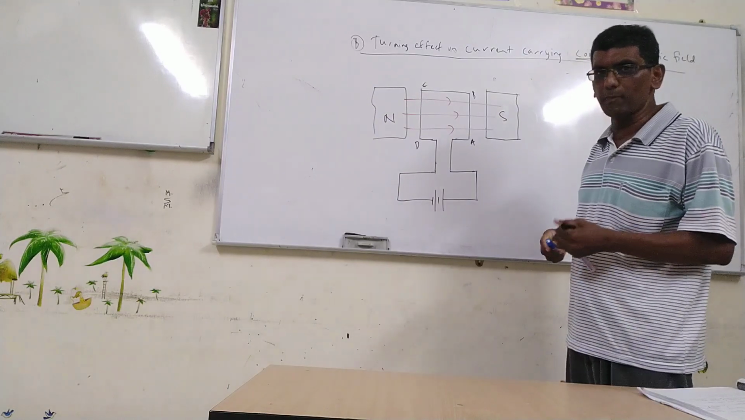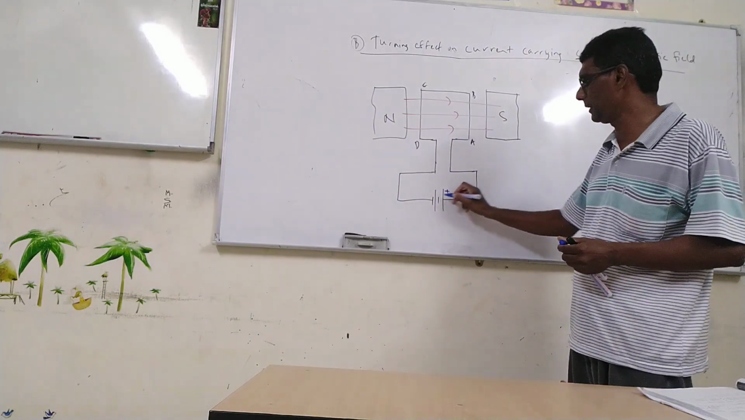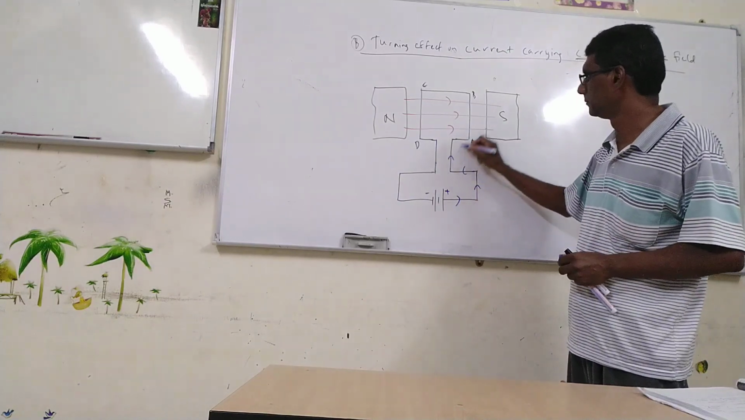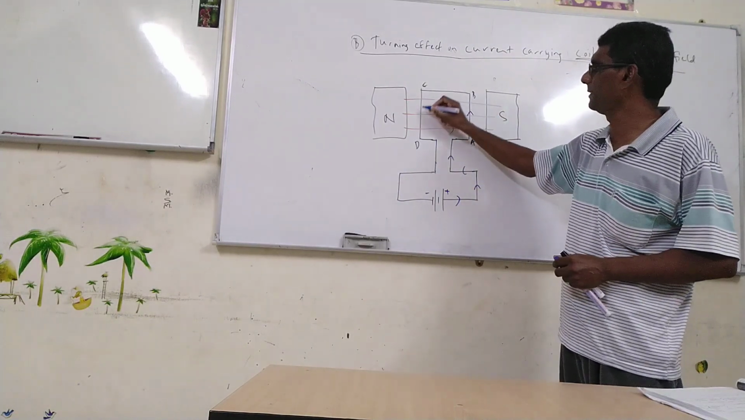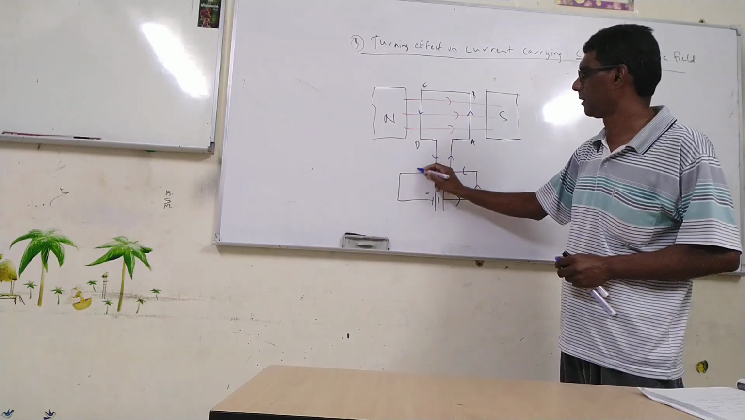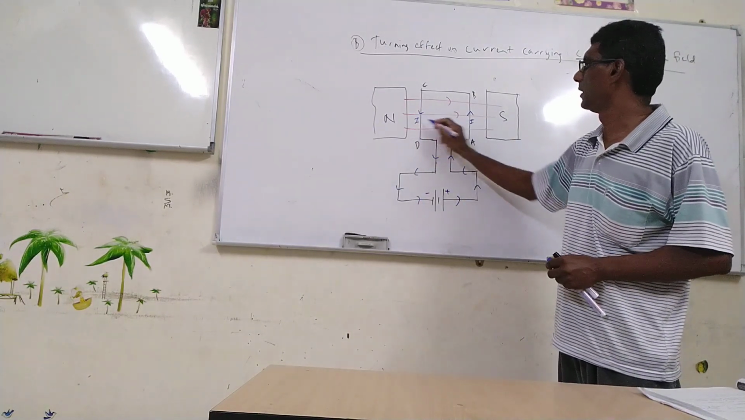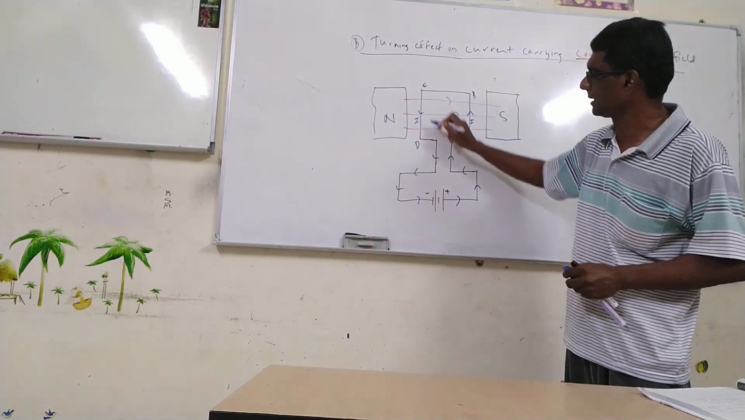Okay, current is a positive battery here, negative battery here. The current flows here, so this current is flowing like this. This current flows A, B, C, D. The current flows like this.